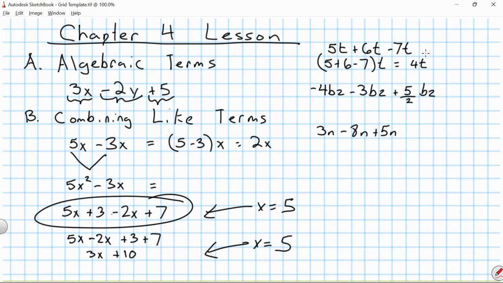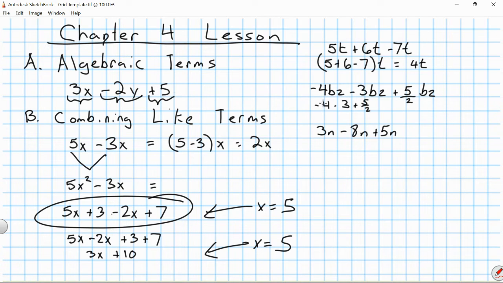Okay, next one. Are these like terms? Yes. Yes, they are. They have the same letters to the same powers, so they're like terms. Okay. Think of that variable part as just like one extra piece. As long as it has the same letters to the same powers, you can combine the coefficients. What are the coefficients? -4, -3, and 5/2.